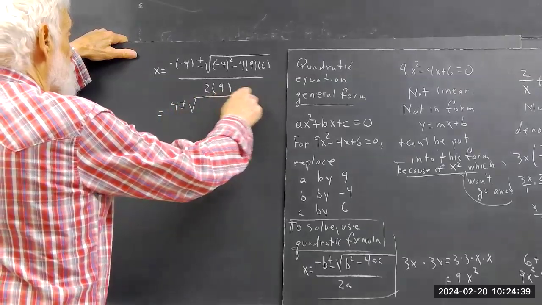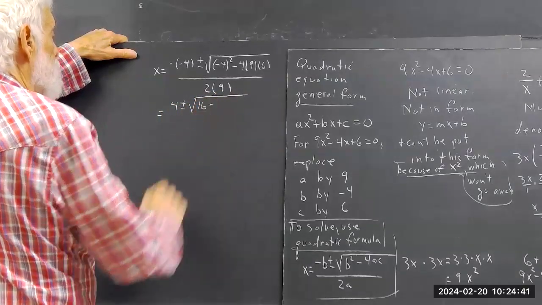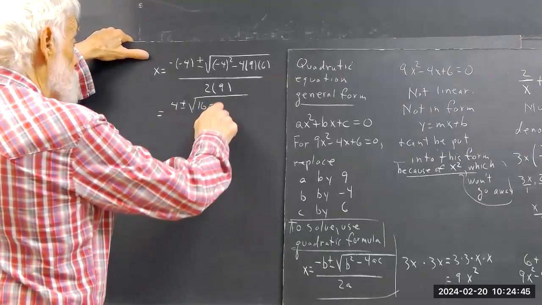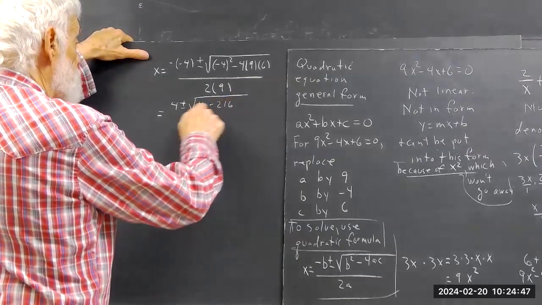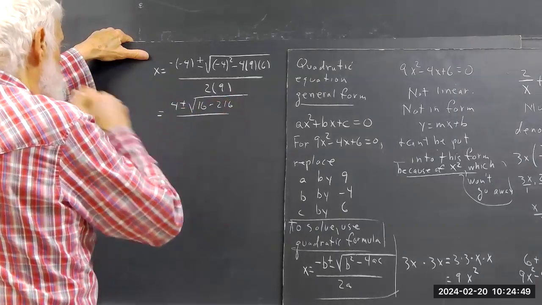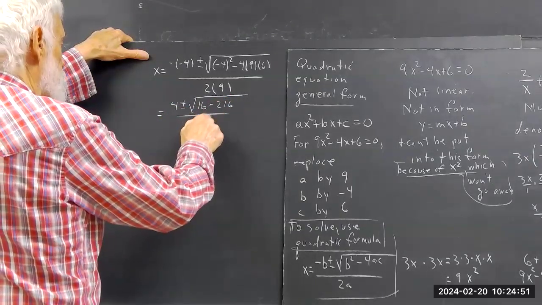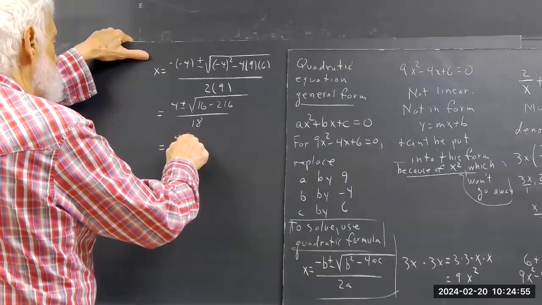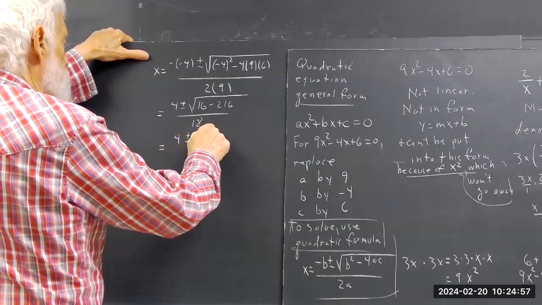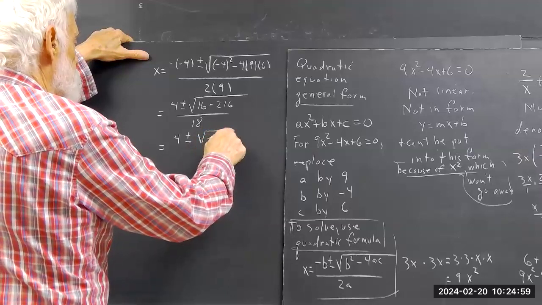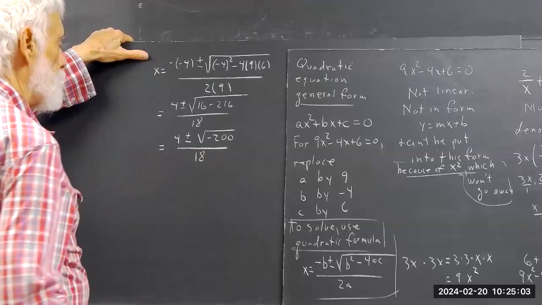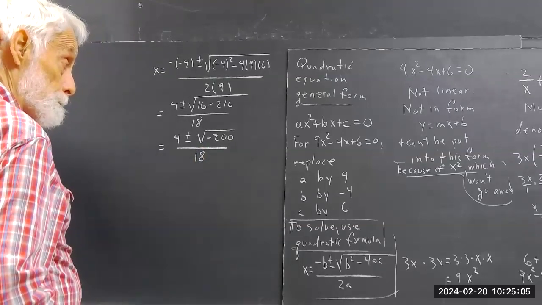plus or minus the square root of 16. Now what in the world is 4 times 9 times 6? Well, it's 4 times 54, which is 216. And that's over 18. So that's 4 plus or minus the square root of negative 200 divided by 18.